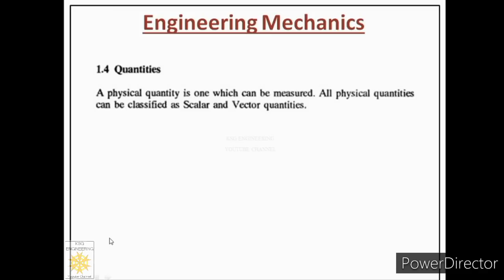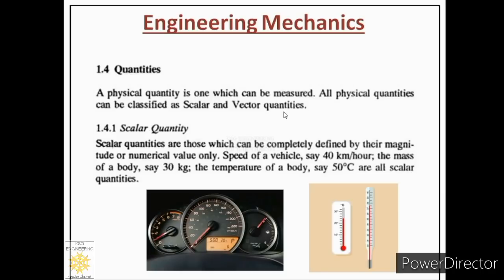Now next is quantities. A physical quantity is one which can be measured. All physical quantities can be classified as scalar and vector quantities. Of course, let me take one example over here. Suppose there is some body and we can measure its mass. So that is a physical quantity because we can measure that. Okay, so let us first see scalar quantity. Scalar quantities are those which can be completely defined by their magnitude or numerical value only. Means there is no need of specifying their direction. Only by magnitude we can completely define those quantities.